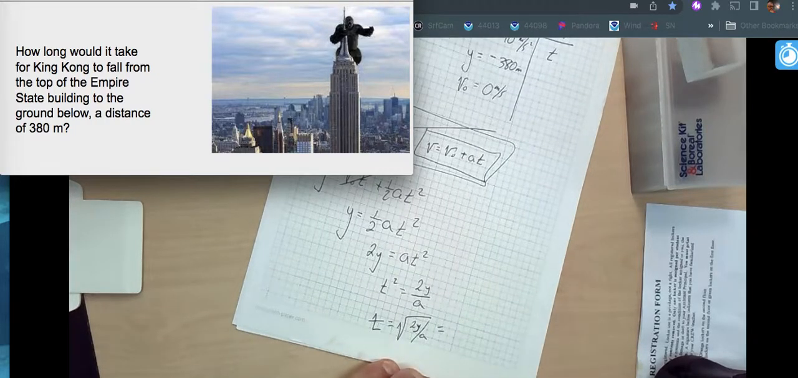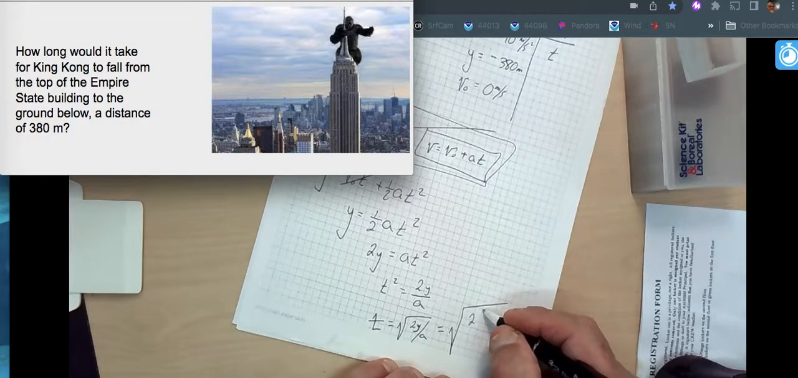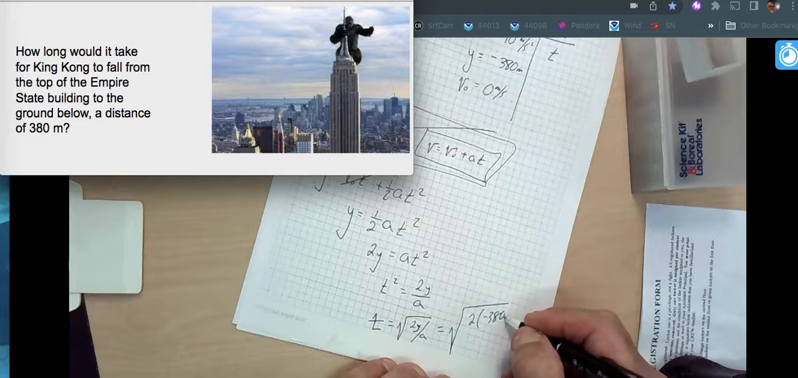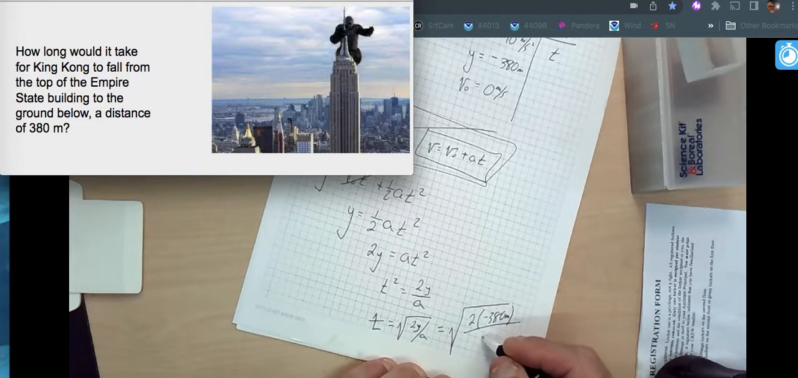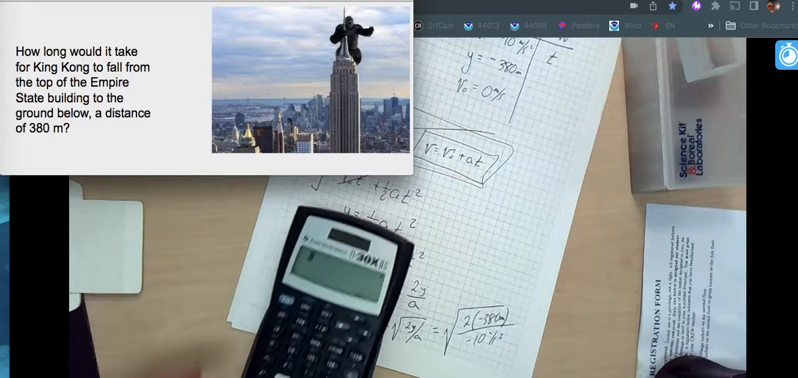How long does it take King Kong to fall? The square root of twice y, so twice times negative 380 meters over the acceleration of negative 10 meters a second faster every second. And eyeballing that, I don't know. It's like in the 8 to 10 second range, because we're at nearly 800 over 10. We're somewhere in the realm of root 80. Yes, we're in the realm of 8 to 10 seconds. But let's run the numbers. All right, let's run the numbers here.